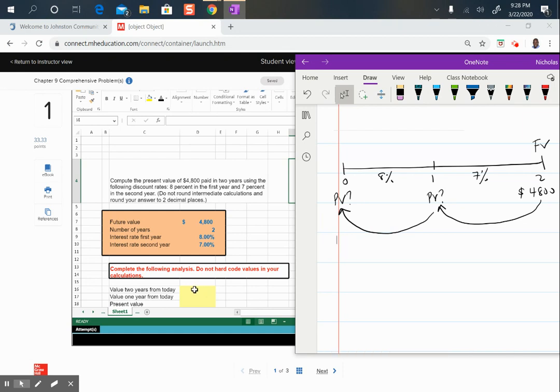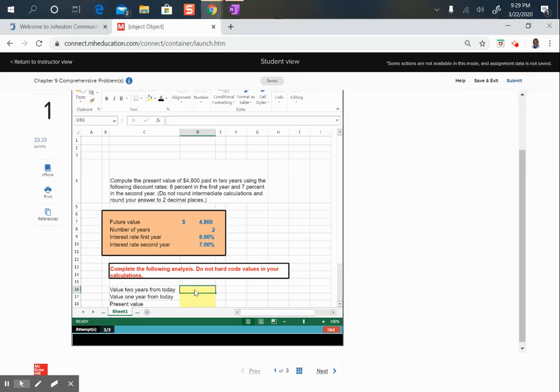We have to reference as many cells as we can. Otherwise, if there's no information to reference, you'll have to enter this information in Excel. For example, in this case, the value 2 years from today: we know that we expect to receive $4,800 in 2 years from today. Therefore, the value 2 years from today is the same $4,800. So there's no question about it.